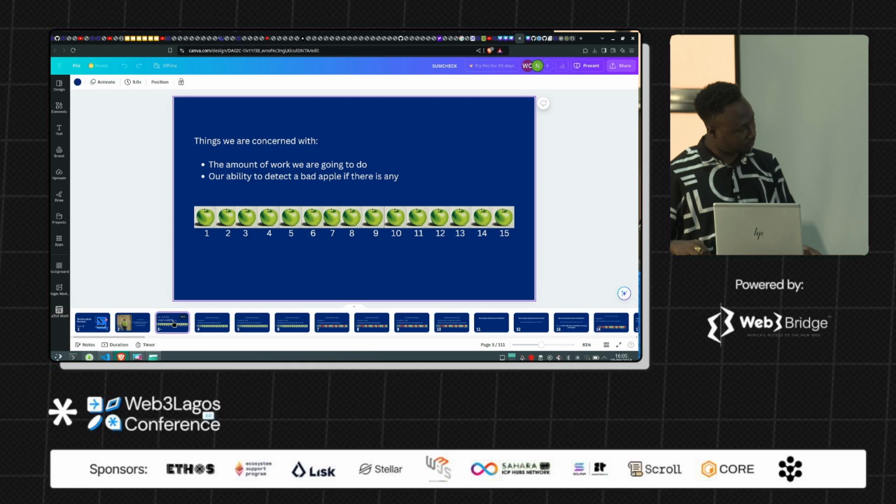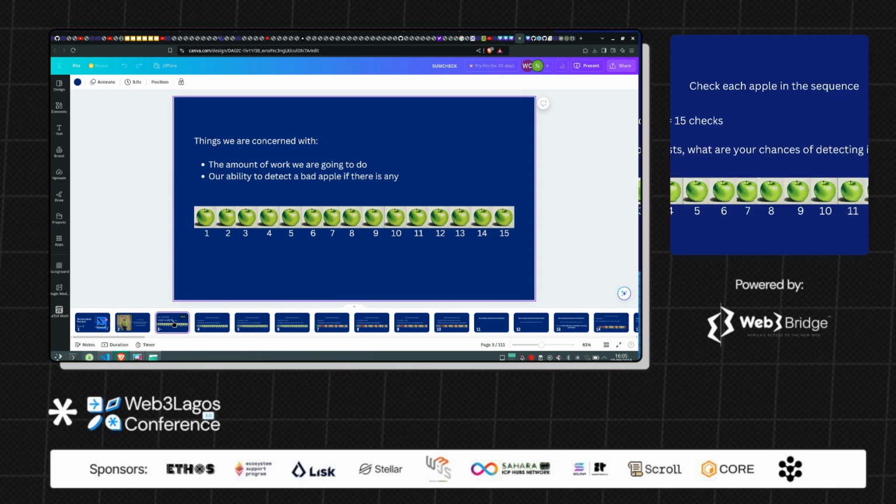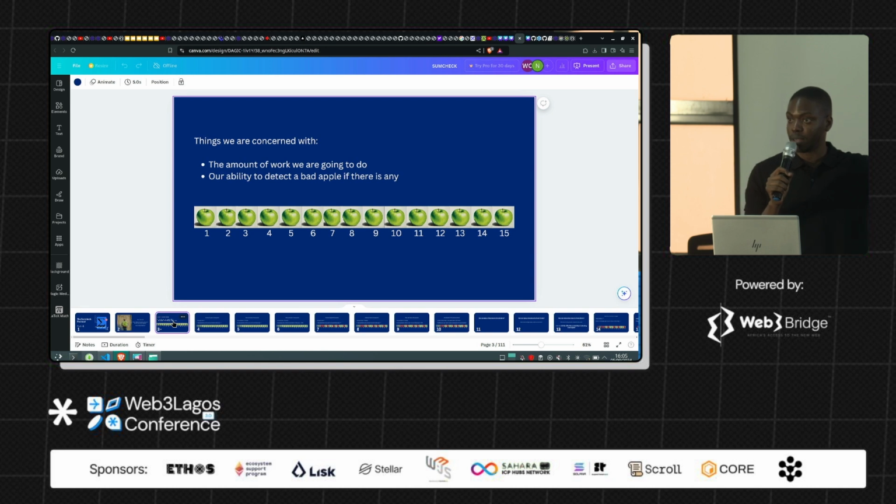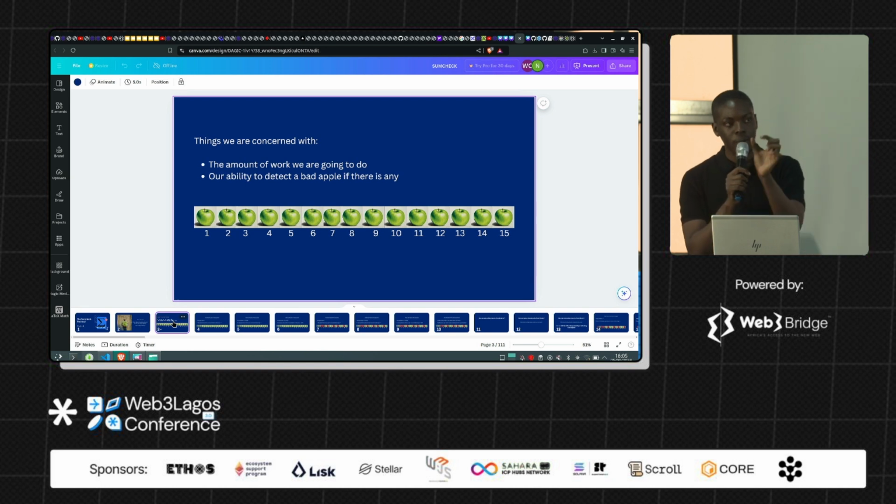So how much work needs to be done for that strategy? A lot. But in this case, where you have 15 apples, how many checks are you going to do? 15. Okay. And will you be able to detect if there is a bad apple or not? Okay, cool. So the total amount of work done is 15. And then if there's a bad apple, we'll be able to detect it with 100% probability, right? Because at some point, we are going to touch it, and we're going to see that this is red. Does that make sense? Cool.